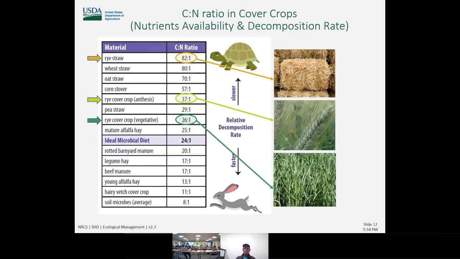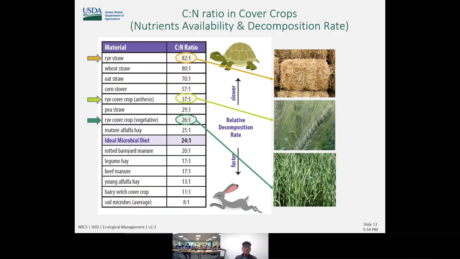So this is also important to see: once we are applying any form of residue, it has a carbon to nitrogen ratio. Here you can see that 24 carbon to 1 is the ideal microbial diet. If it goes above it, the decomposition of the residue or anything actually slows down. And if it goes below, then decomposition gets faster and faster.